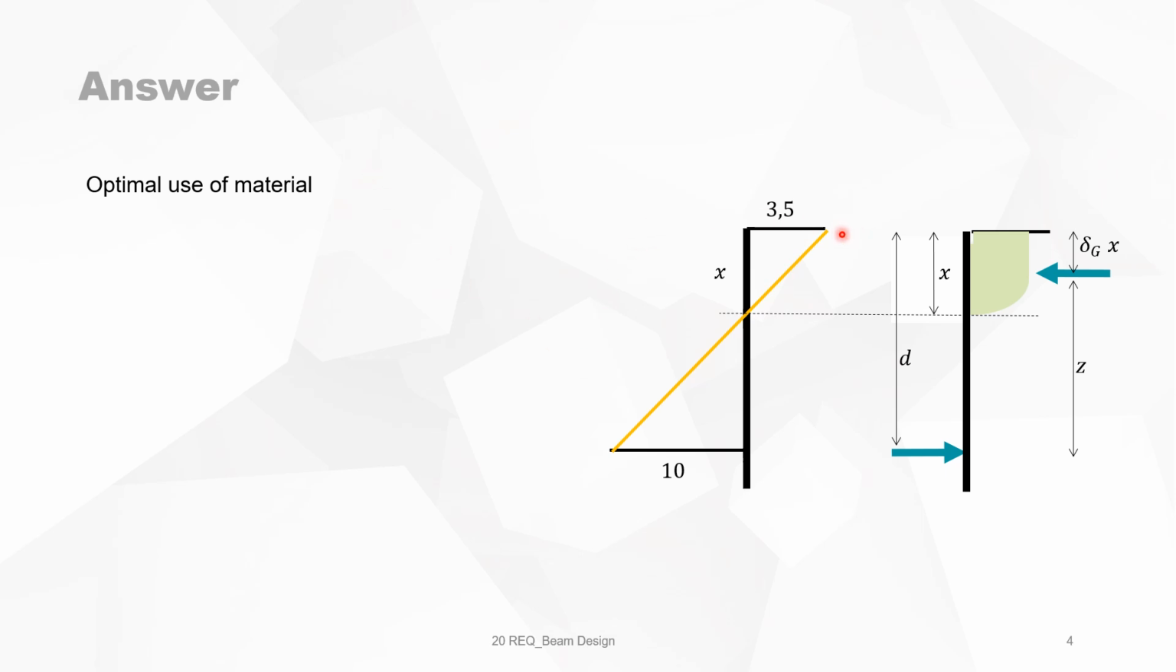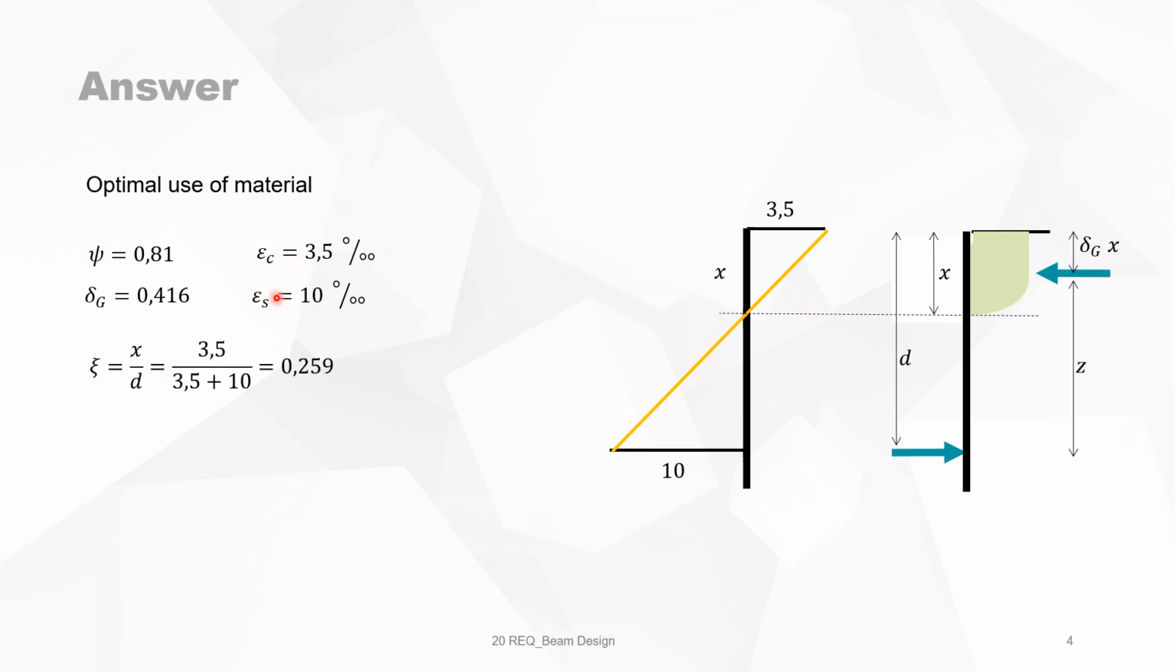So we know that this is a strain diagram after loading. Optimal use means the maximum strain in the concrete and the maximum strain in the reinforcing steel, with the stress diagram that corresponds with this. This is domain 2A, the left border of domain 2A. We know that C is 0.81 and delta G is 0.416. 3.5 and 10 per mil, these are the maximum values.